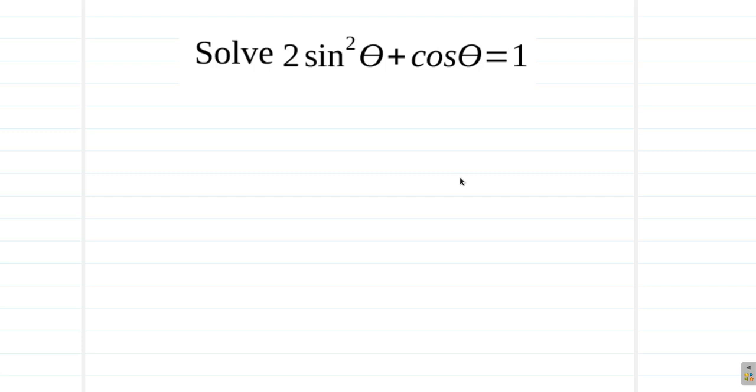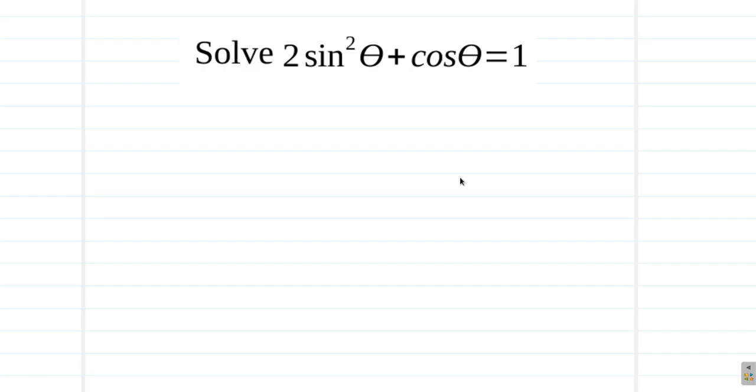Solve 2 sine squared theta plus cos theta is equal to 1. Now, in order to deal with this, you have to remember your trigonometric identities. And when you see a square and a sine and then a cos, or a square and a cos and then a sine, you're going to end up with a quadratic equation in sine.